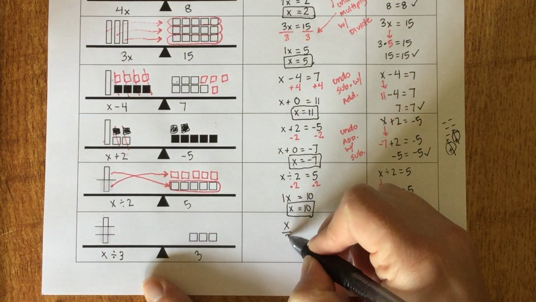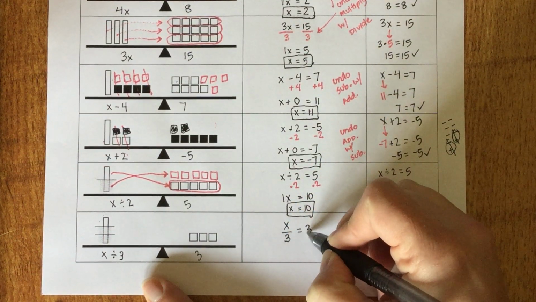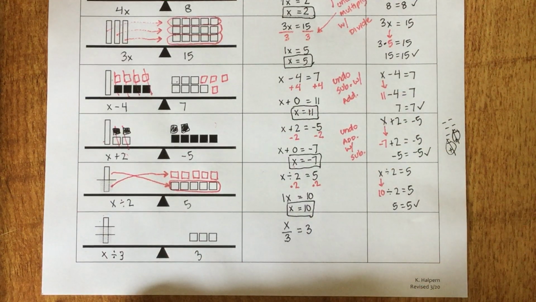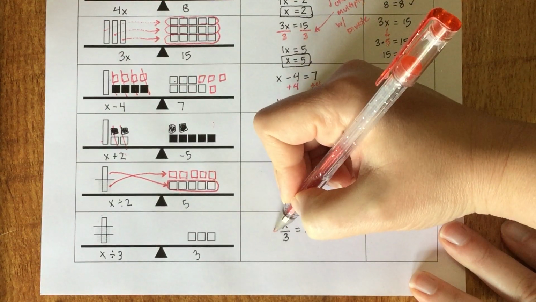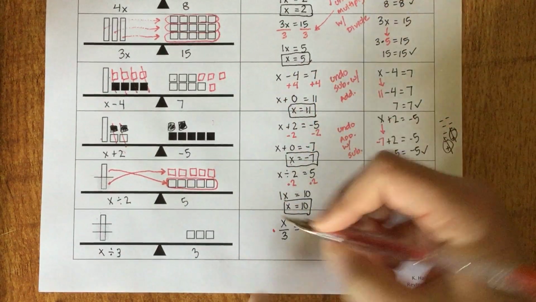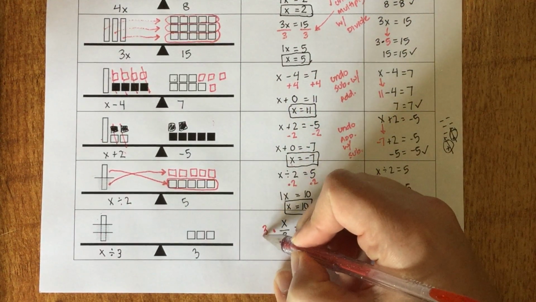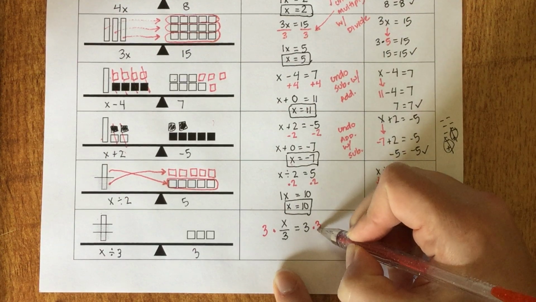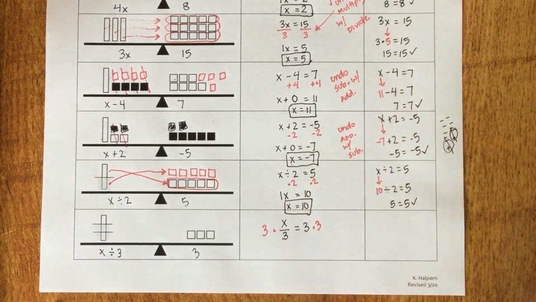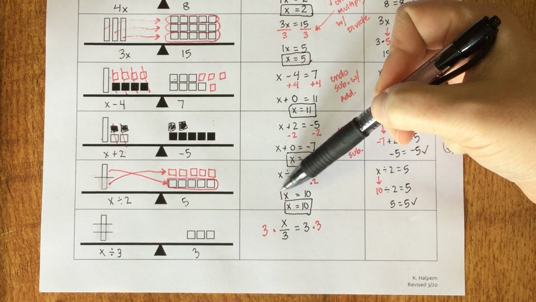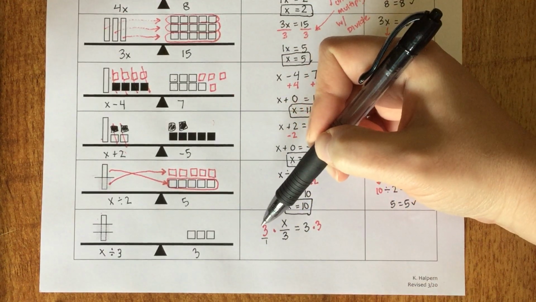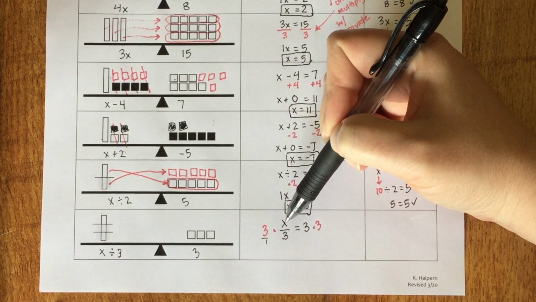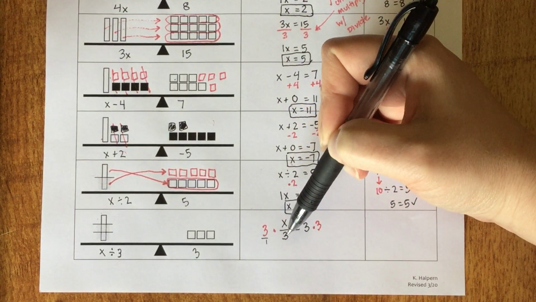X divided by 3 is equal to 3. If we are doing division, the inverse operation would be multiplication. Dividing by 3, the opposite would be multiplying by 3. When you look at this notation, it's a little bit easier to see why you would get 1x. Imagine 3 times x is 3 x's. 1 times 3 is 3.